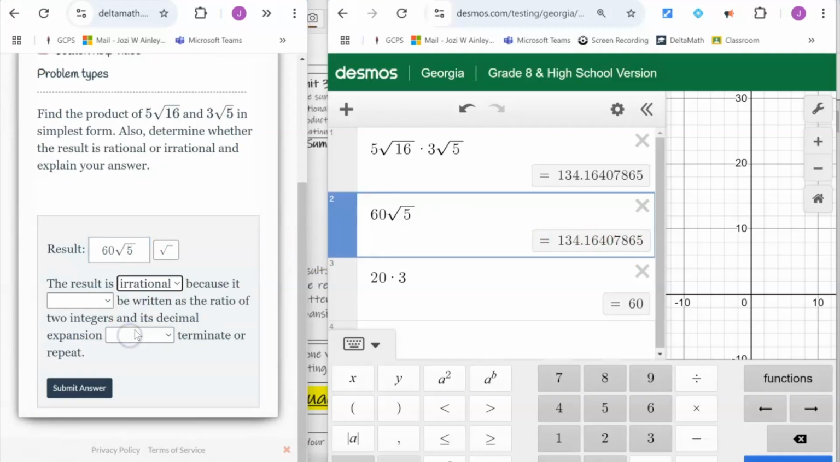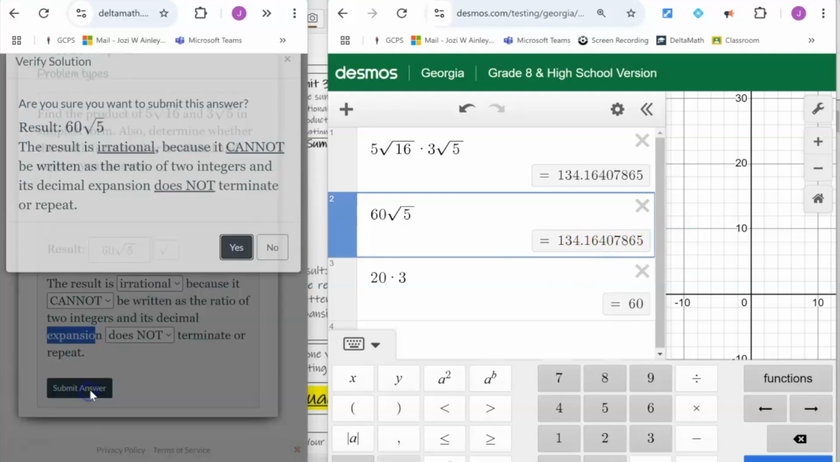This is irrational. Why? Because it cannot be written as a ratio of 2 integers, and its decimal expansion does not terminate or repeat. Look at it. Does it terminate or repeat? Now, keep in mind, this keeps going. The decimal, I'm just tired of writing it. So if you see more than 1 to like 6 digits or whatever, it keeps going. And you can see there's no pattern to it, so then it is irrational.